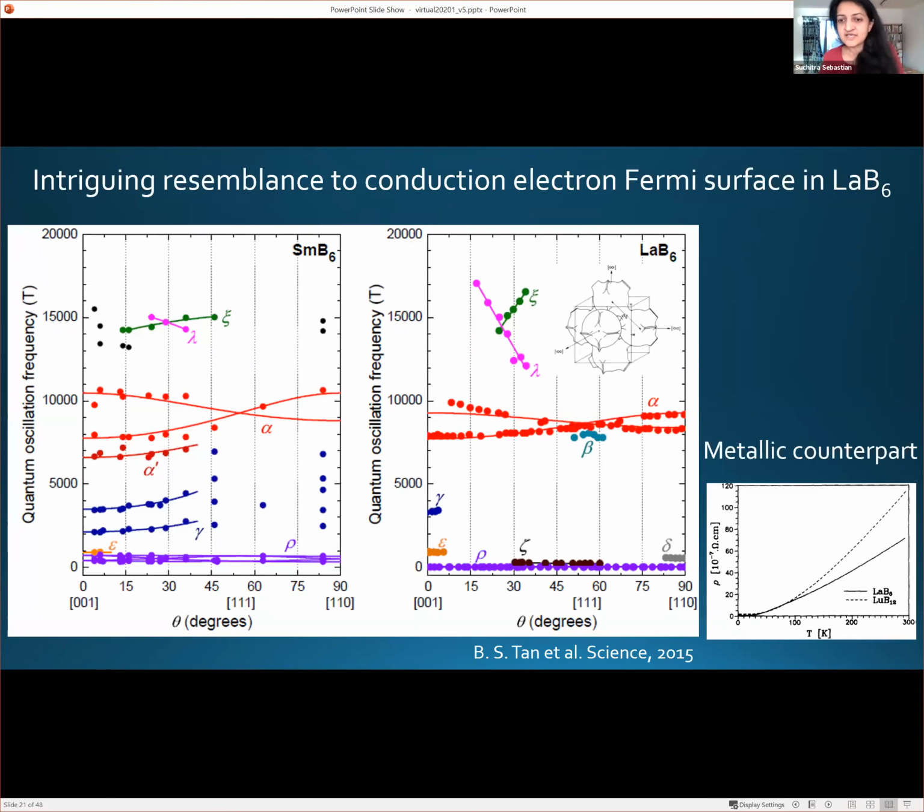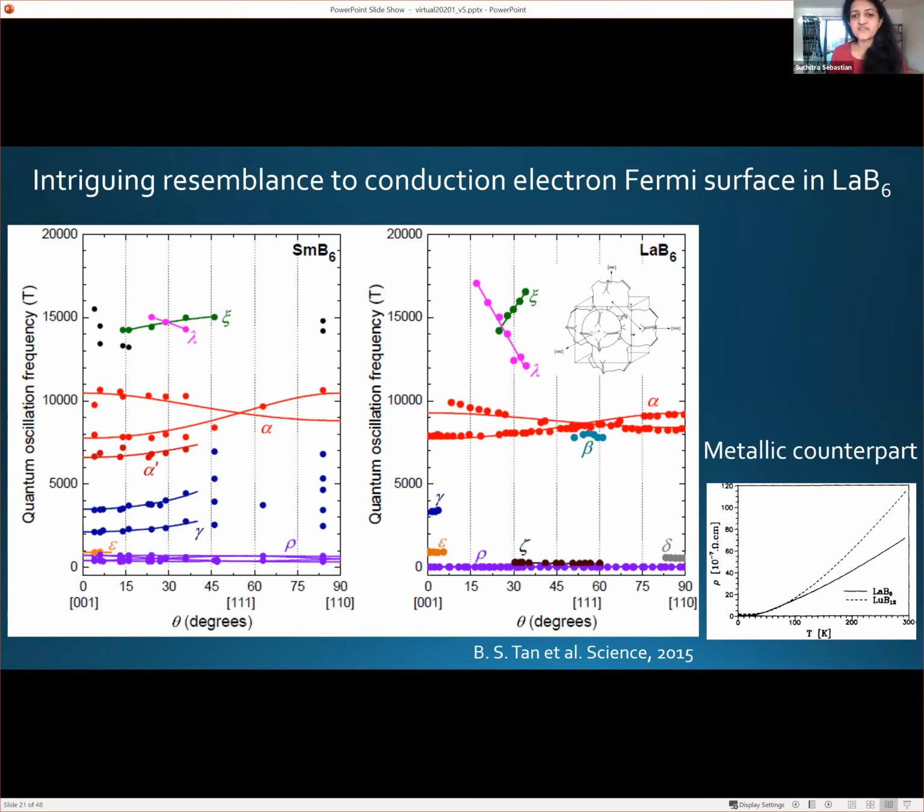You can look at the box on the right, where you can see that the resistivity in that case plummets as you go lower in temperature. So it's really curious that both the size of the oscillations up to around 10,000 or 15 kilotesla and down to 500 Tesla are very similar. And you can see there's minimal angular dependence, as you would expect for a three-dimensional Fermi surface.